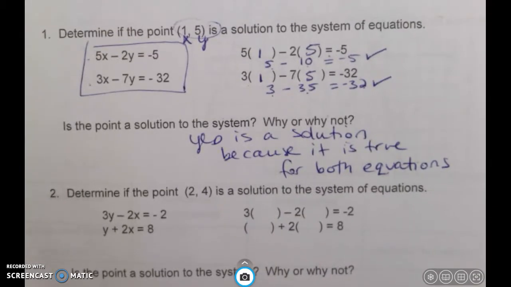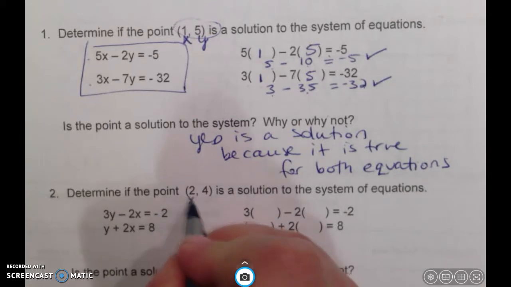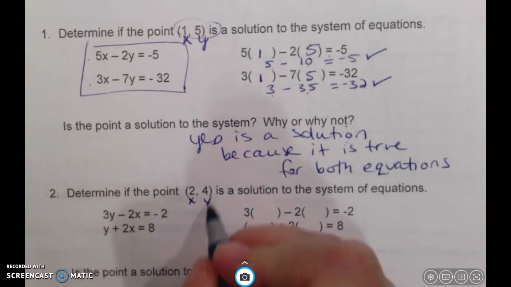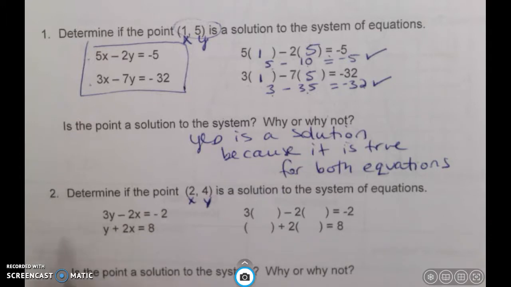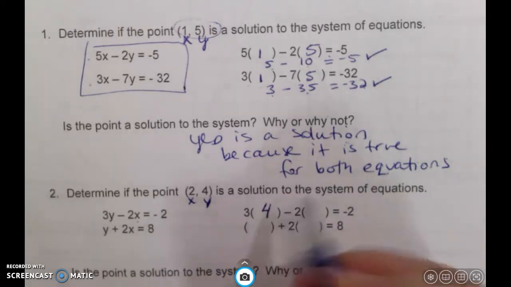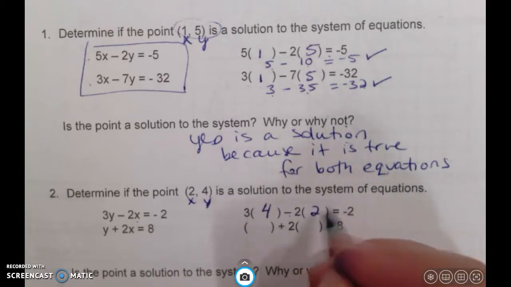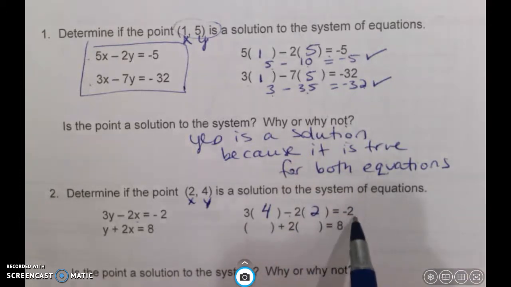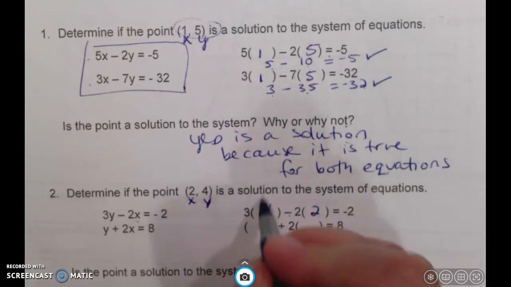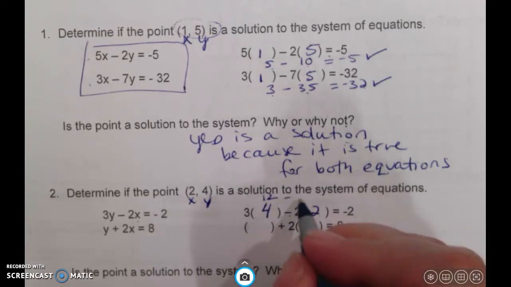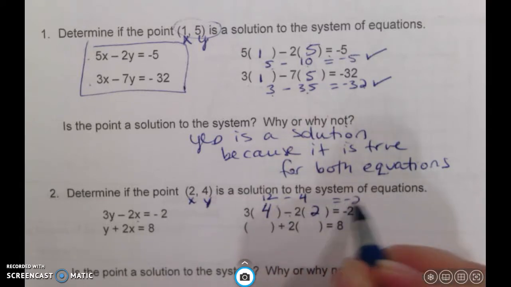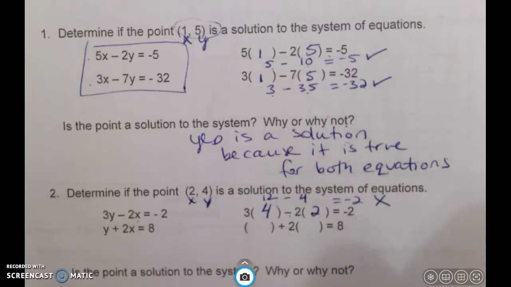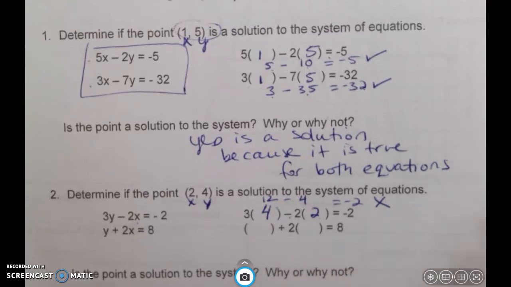Now if you check the point (2, 4), is that a solution to the system of equations? We would put 2 in for x, 4 in for y, and test it out. In this case, you've got to be careful because the y's and x's are reversed. So 3 times y, so 3 times 4, minus 2 times 2, because x is 2, is that equal to -2? Well, 3 times 4 is 12, and 2 times 2 is 4. Is 12 minus 4 equal to -2? No, it's not. So therefore, I don't even have to go any further.